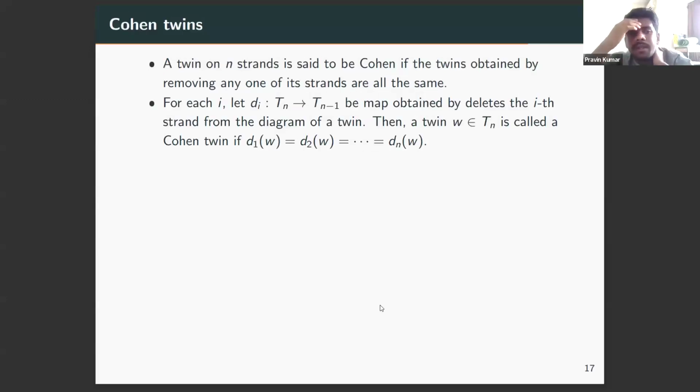Or more explicitly, for each i, let's consider the map d_i. This is a map that takes the n-strand twin and deletes its ith strand, so it becomes an (n-1)-strand twin. This is not a group homomorphism, it's a set theoretic map. Now, a twin W is called a Cohen twin if the image of W under each of these maps is the same. That is, d_1 of W is the same as d_2 of W is the same as d_n of W. If all of them become trivial, then such a W is called a Brownian twin. So that's why it's called a generalization of Brownian twin.